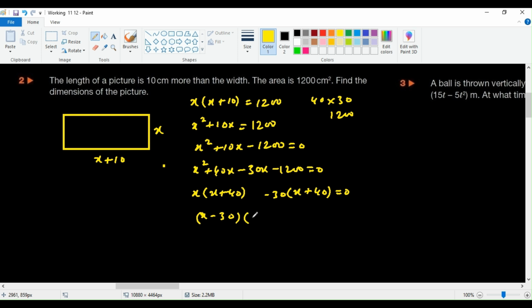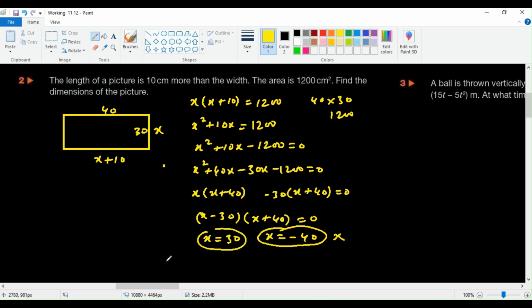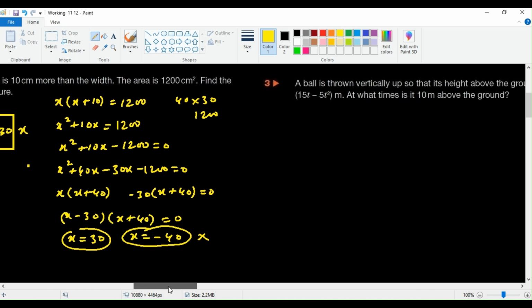equals 0, and x plus 40 also equals 0. That means x equals positive 30 and x equals negative 40. So in dimensions we don't consider negative values, so 30 is the correct answer. That means this is 30, so this is going to be 40 to give us 1200.